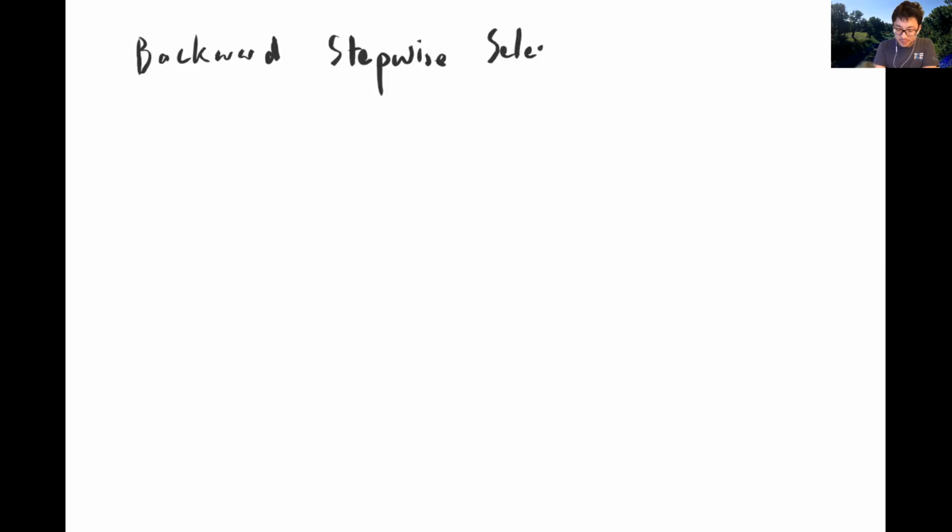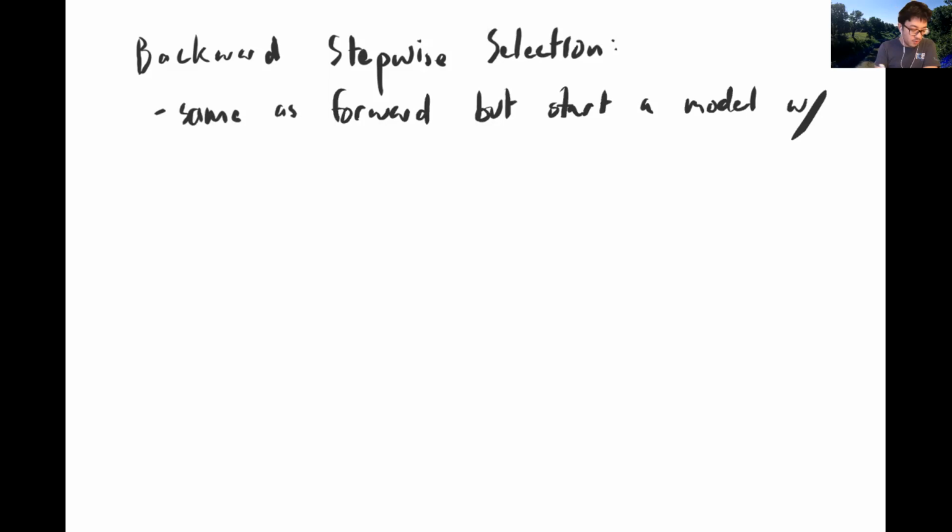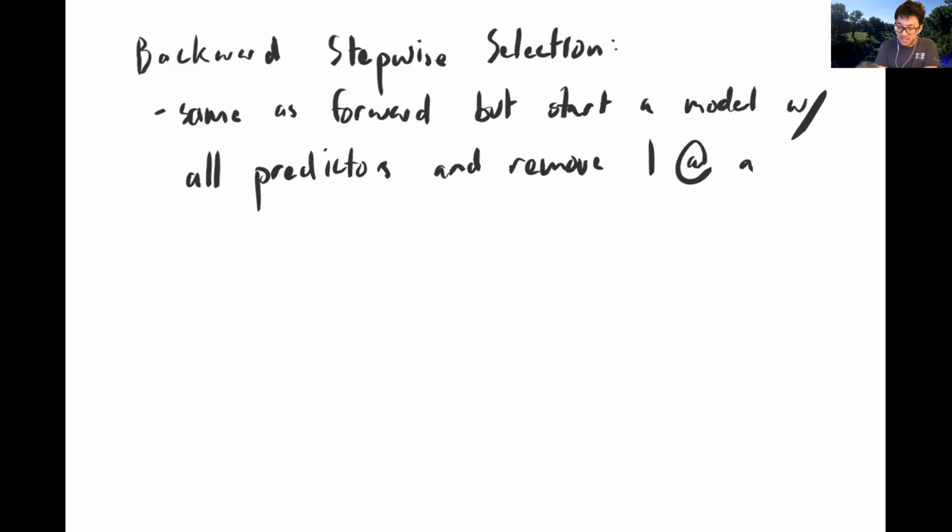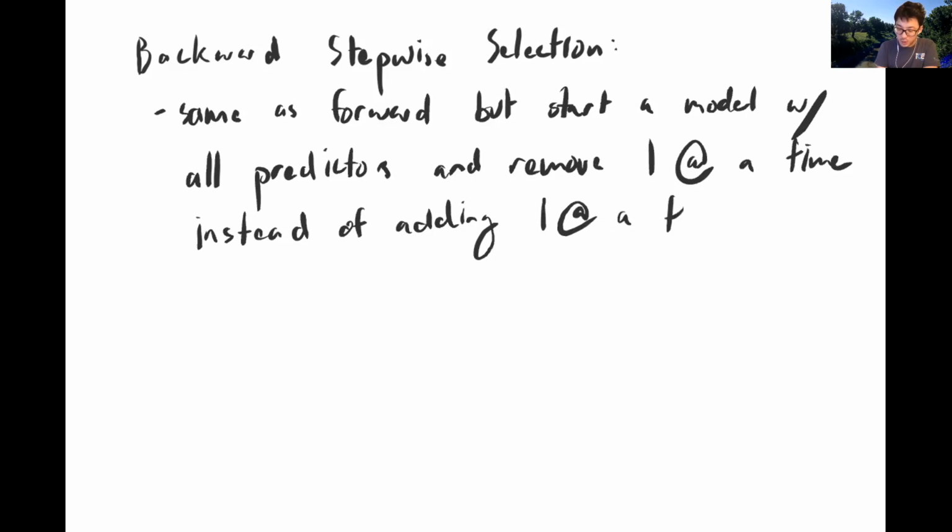Stepwise selection. So this is the same as forward, but start with a model with all predictors and remove one at a time instead of adding one at a time. So instead of starting at k equals 0, you start at k equals a big K, and then you take one variable away. And you can get similar results, but not always the same.